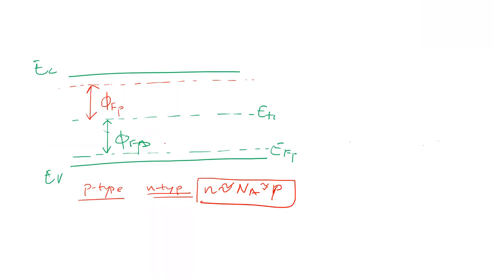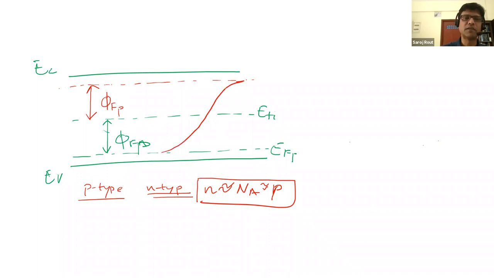So that's exactly why we need 2 phi FP, because we are trying to bend the band from here to here, and that requires a potential of 2 phi FP. Make sense?